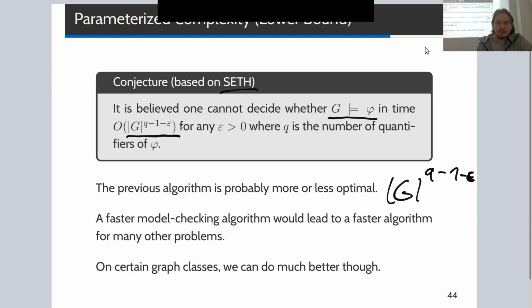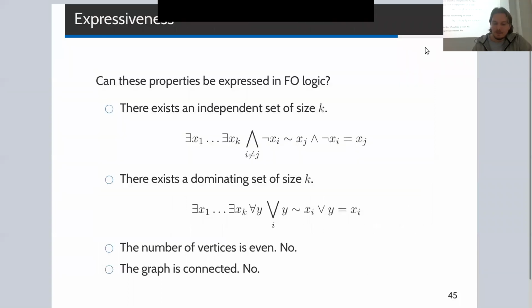Okay. But I promised you that on certain graph classes we could do better than this trivial algorithm. We can get a real FPT algorithm parameterized by the formula. And so we have a couple more minutes. For a bit now, and for the next lecture in the beginning, I want to talk about what can be expressed in first order logic. So here was an overview: independent set, dominating set can be expressed, parity or connectivity cannot be expressed.